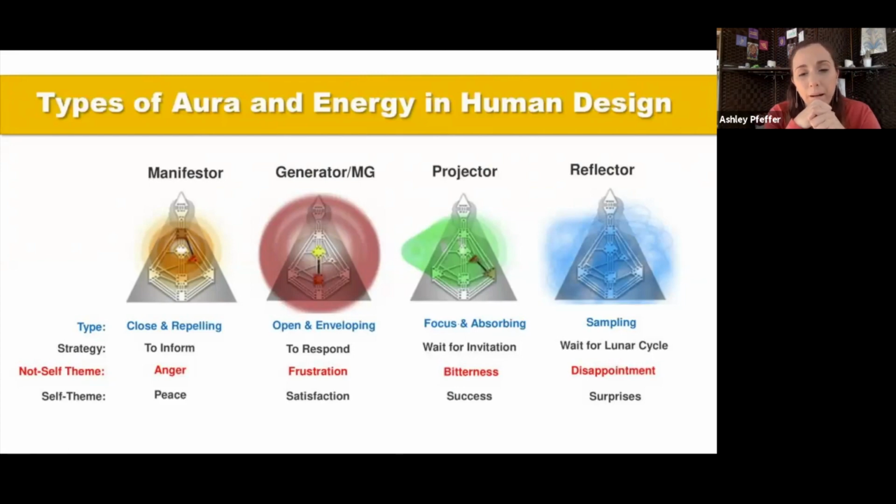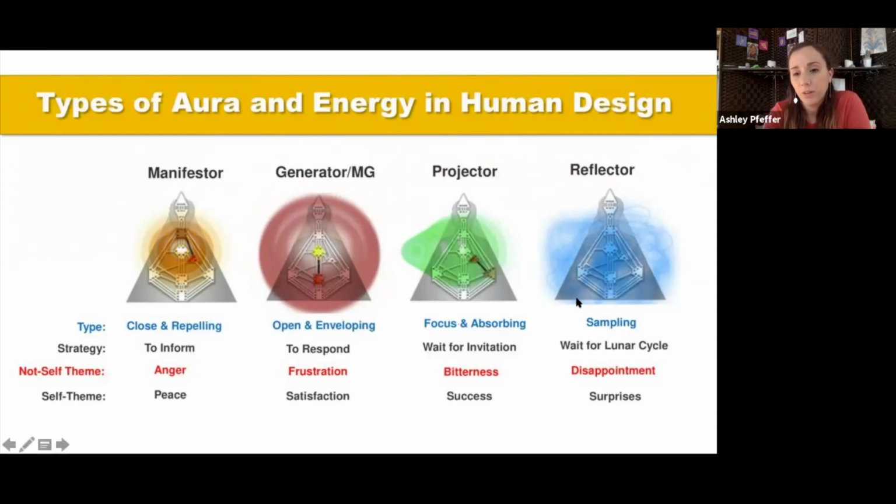Reflectors are here to take in everything, because they're completely open, and kind of guide and direct where things are off. And the thing about reflectors, if you're a reflector, it's very important for you to wait a whole lunar cycle until you make decisions. There are a lot of different decision-making strategies for each of these.